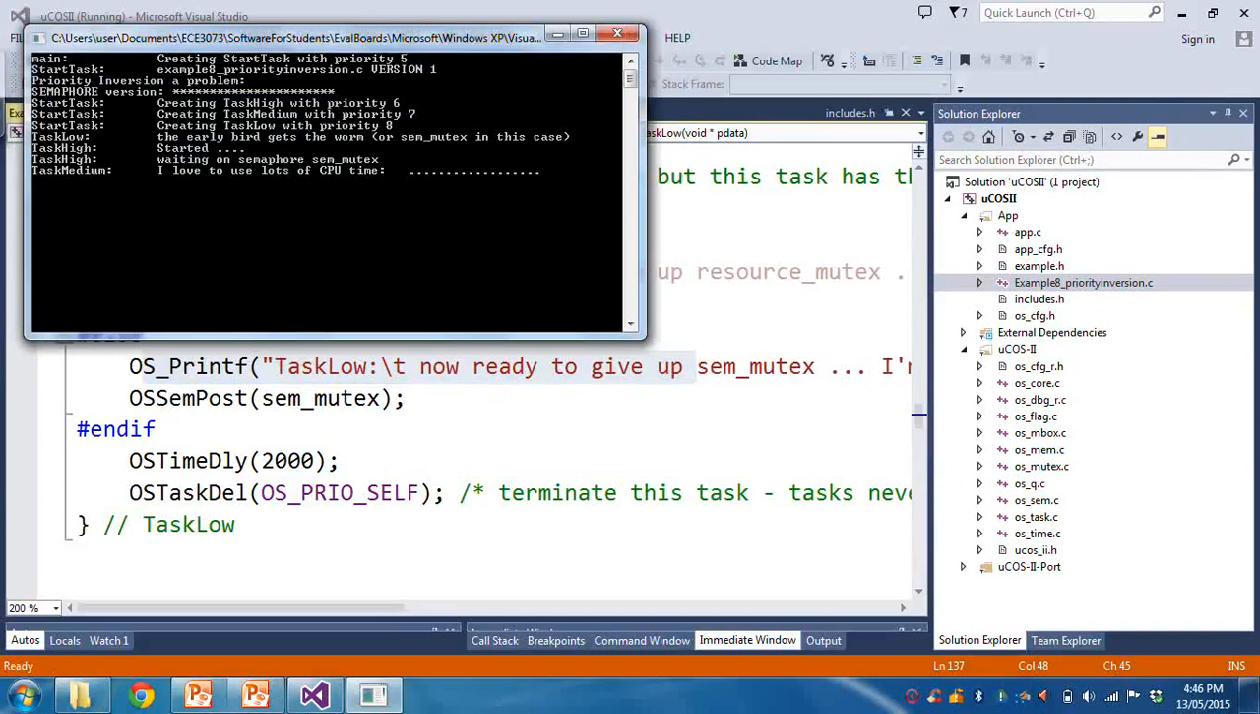I don't know if you can see from your distance, but all three tasks are starting. Low priority grabs a semaphore. High priority tries to grab a semaphore, can't get it, and then the medium priority just keeps on running, consuming clock cycles. And this is the kind of problem that you want to avoid.